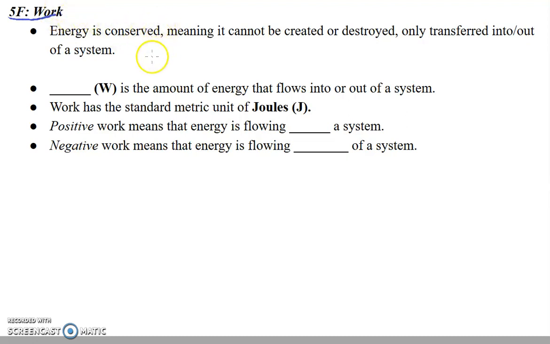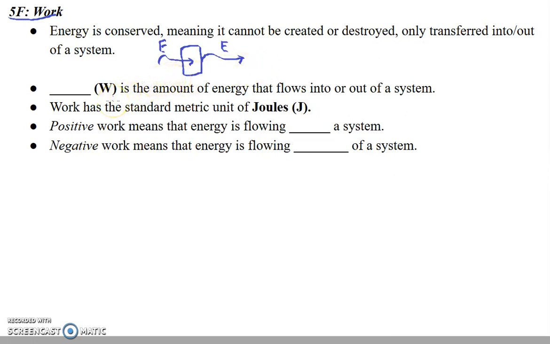So it's important to remember that energy is conserved, meaning that you can't create or destroy energy, but you can transfer it into or out of a system. Again, a system being an object. So if you had an object, you could transfer energy in, or you could transfer energy out, but you can't destroy or create energy.